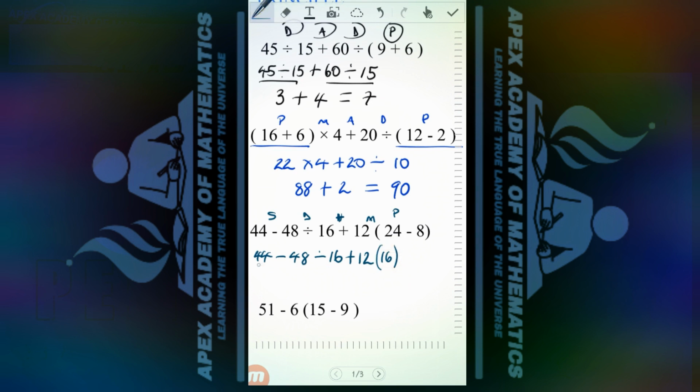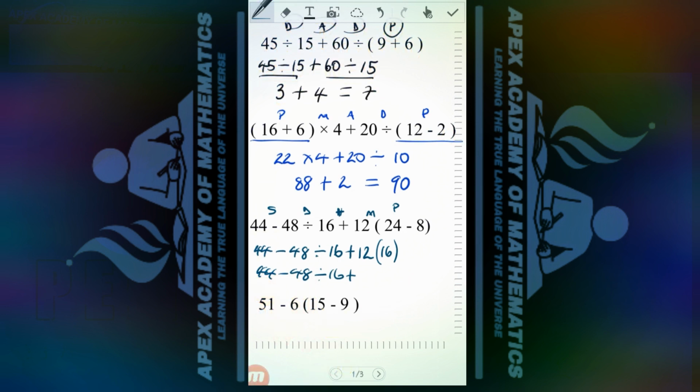So we have 44 minus 48 divided by 16 plus, and of course let's work out 12 multiplied by 16, and that should give us a total of 192 here. All right, good. Now we can do the division next here.